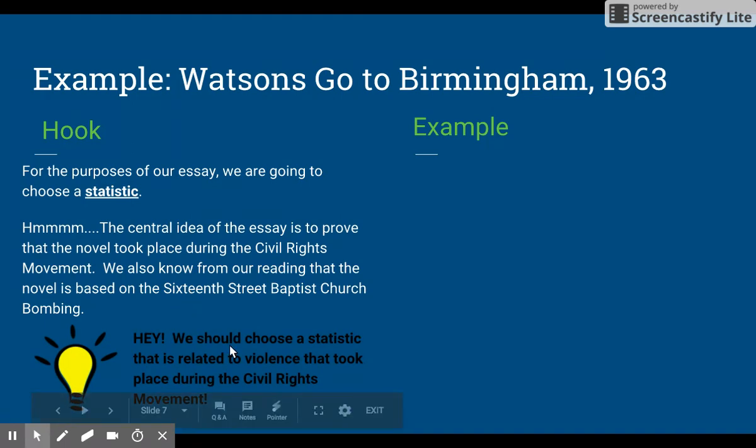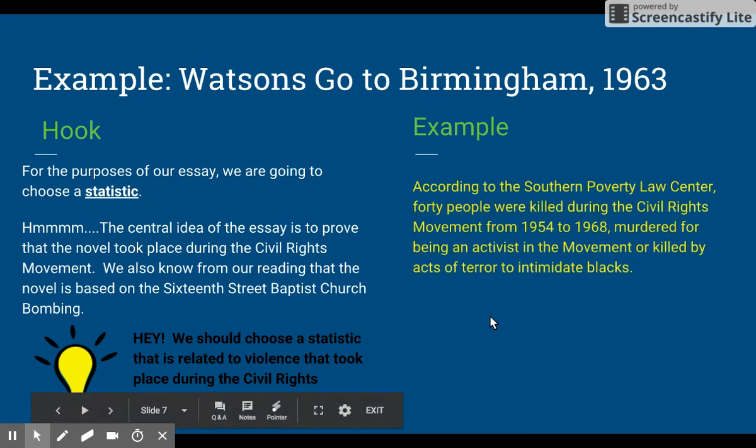Okay. I think what we should do is choose a statistic that's related to violence that took place during the Civil Rights Movement. So, for our example, a hook that we might use would be: according to the Southern Poverty Law Center, 40 people were killed during the Civil Rights Movement from 1954 to 1968, murdered for being an activist in the movement or killed by acts of terror to intimidate Blacks.